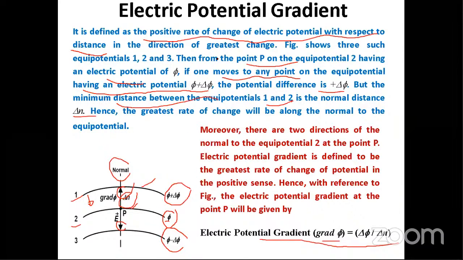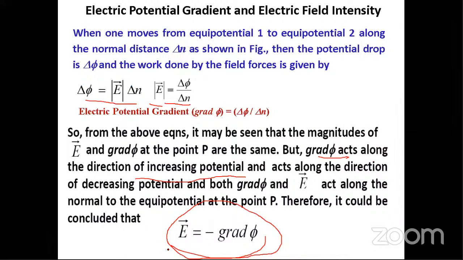Potential gradient is the positive rate of change of electric potential. Electric field intensity is basically the negative rate of change of electric potential. So you have to remember these things. This will be required frequently. E is equal to minus grad phi. The electric potential gradient and the electric field intensity are similar in magnitude, but the sign is different, so they are acting in opposite directions. Okay.